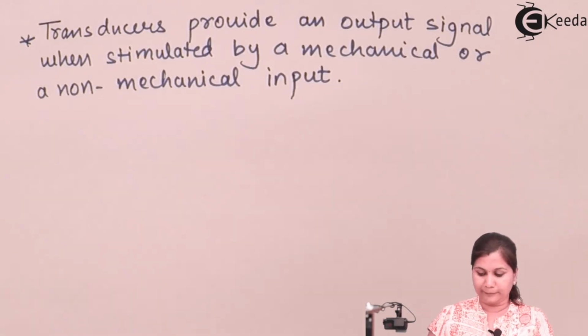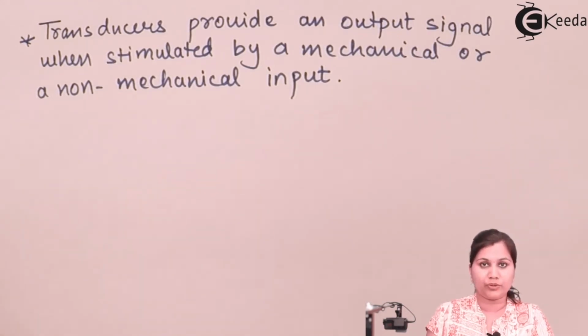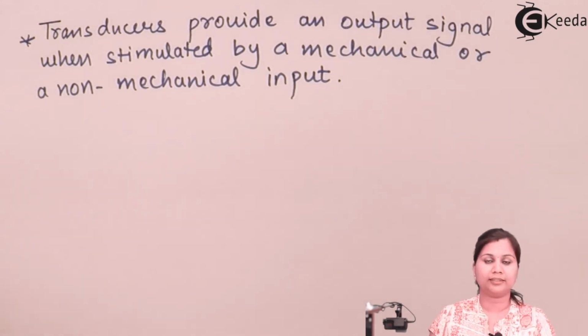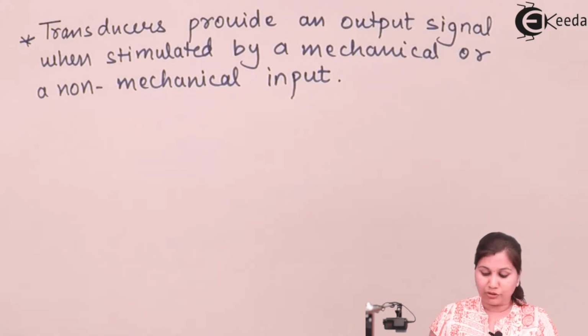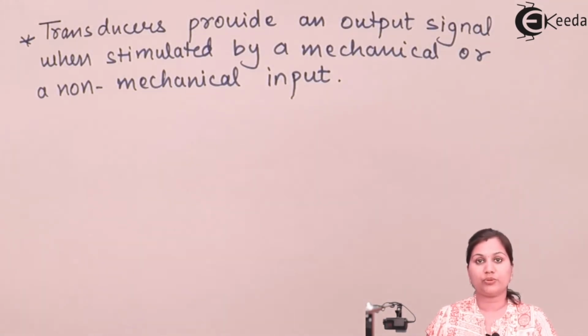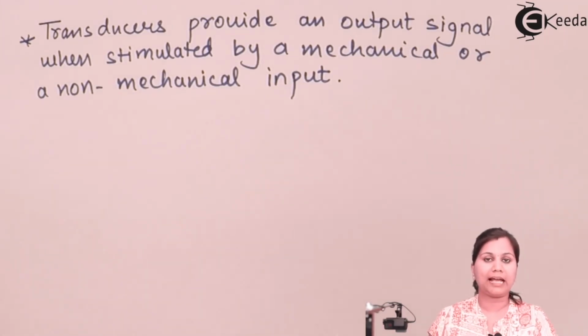So this is how we define transducers: transducers are the devices which convert one form of energy into another form. Now, if we talk about what a transducer consists of, it basically consists of two elements. One is the sensing element and the second is the transduction element. The sensing element is going to sense the input signal, and the transduction element is going to do the conversion.